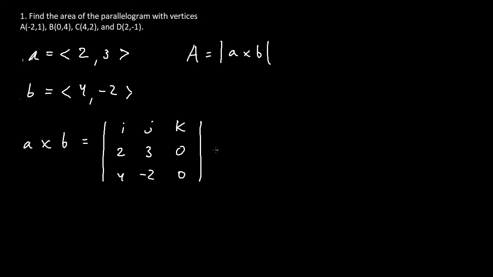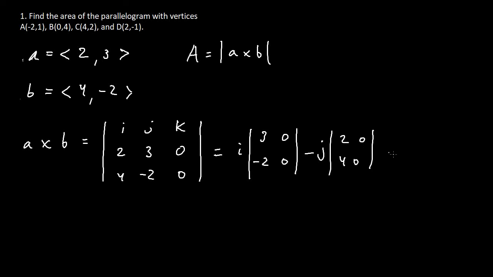So now we can put it in determinant notation. We first start with i here. Take i, cross out the row and column i's in, and we're left with 3, 0 and negative 2, 0 as what's inside the smaller matrix. We subtract the second term j, so we cross that out, we get 2, 0 and 4, 0. And then we add the third term k. When we cross out the row and column k's in, we're left with 2, 3 and 4, negative 2 inside the smaller matrix.